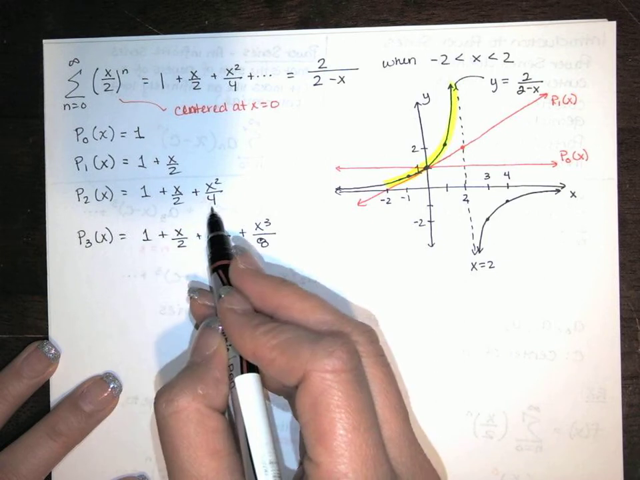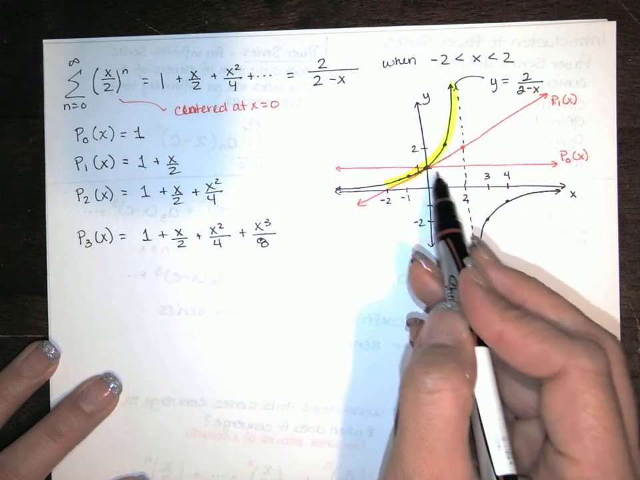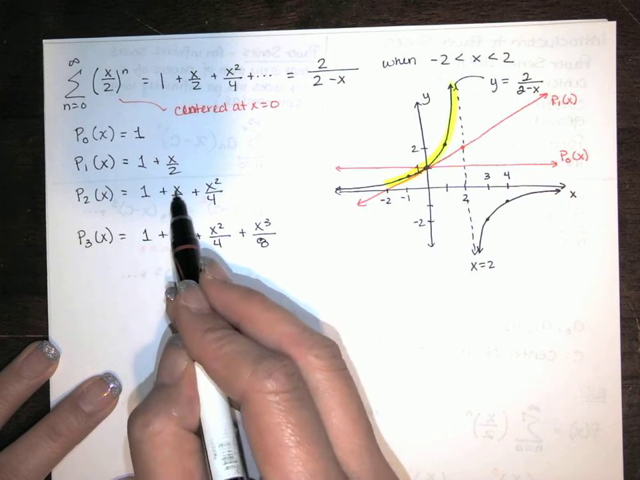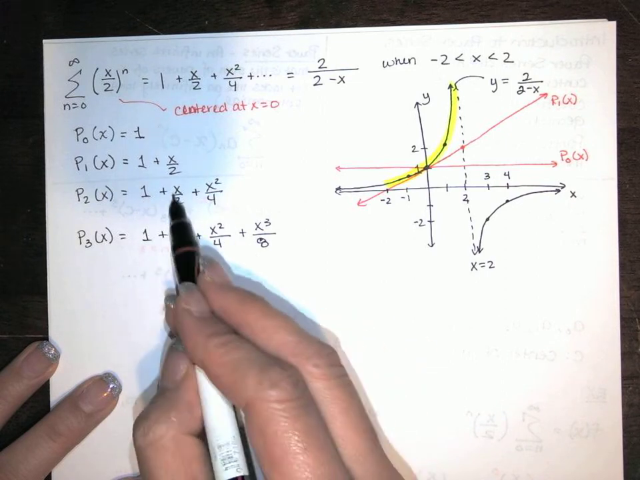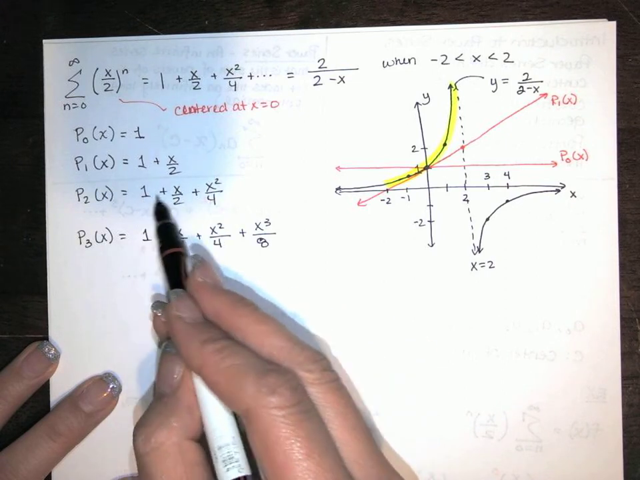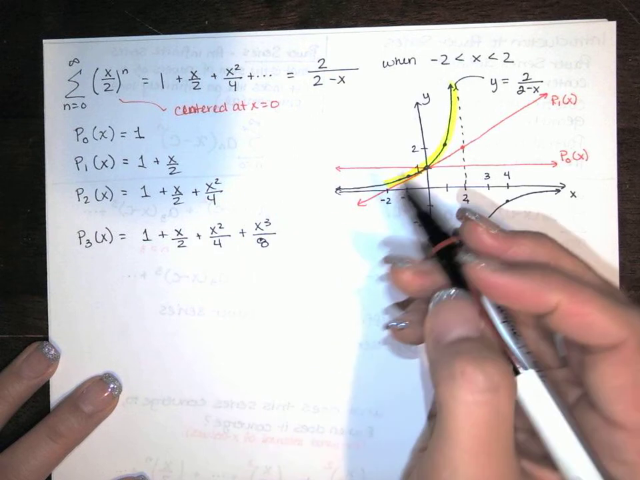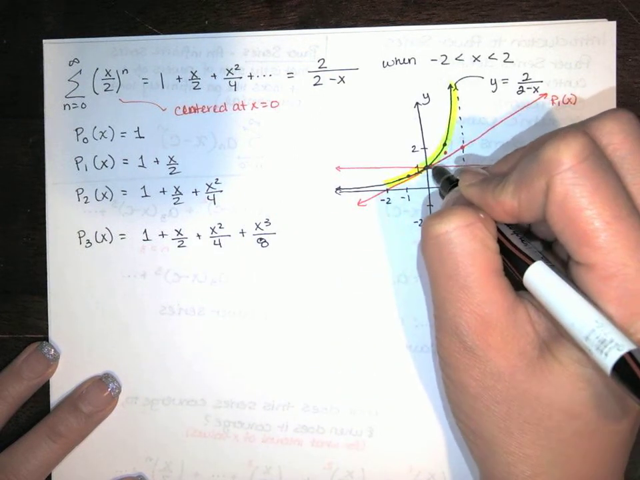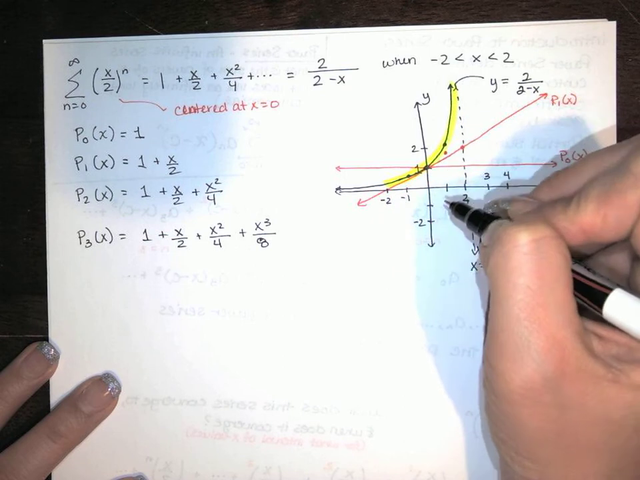Let's substitute in some values. When x is 0, we get 1. When x is 1, what do we get? I've got 1 plus 1/2 plus 1/4. 1/2 plus 1/4 is 3/4. So it's 1.75 when x equals 1. Damn, excuse my language. That's pretty good.